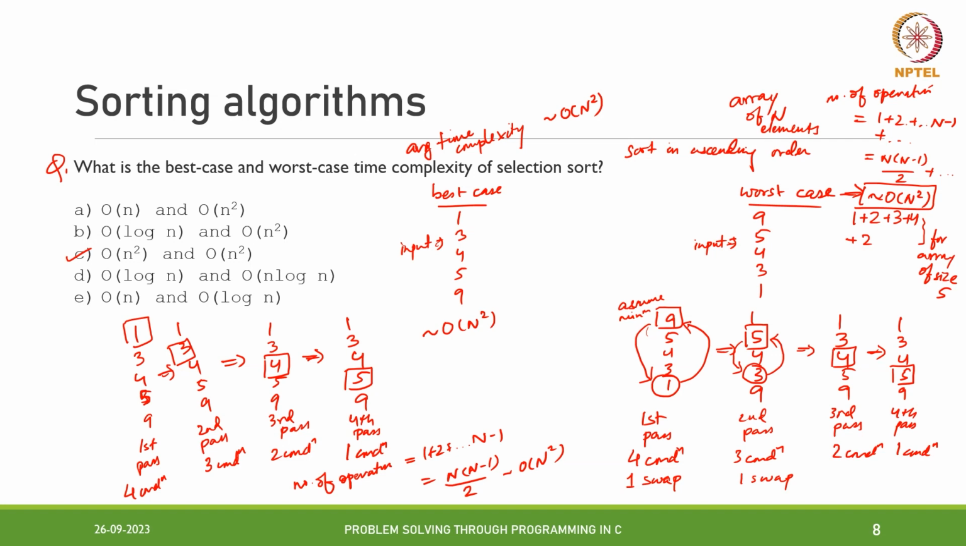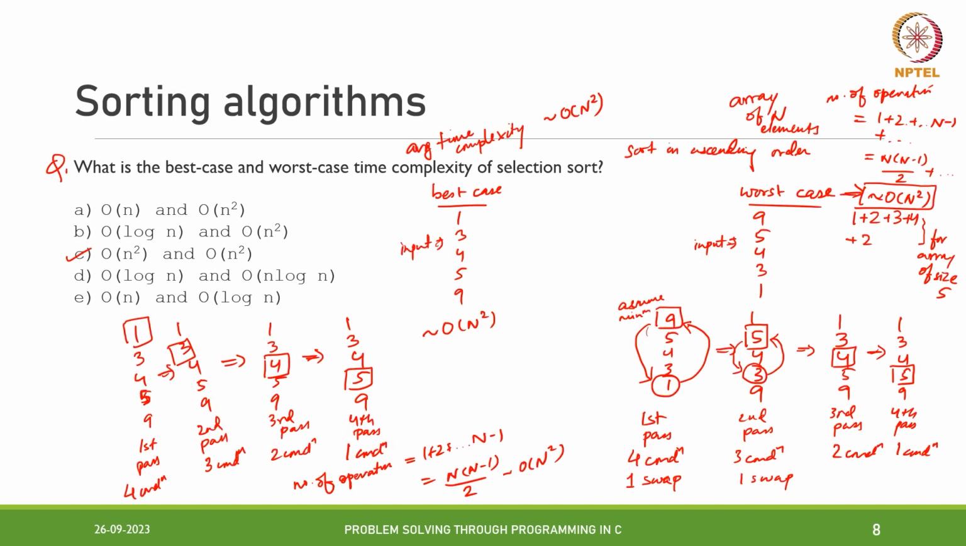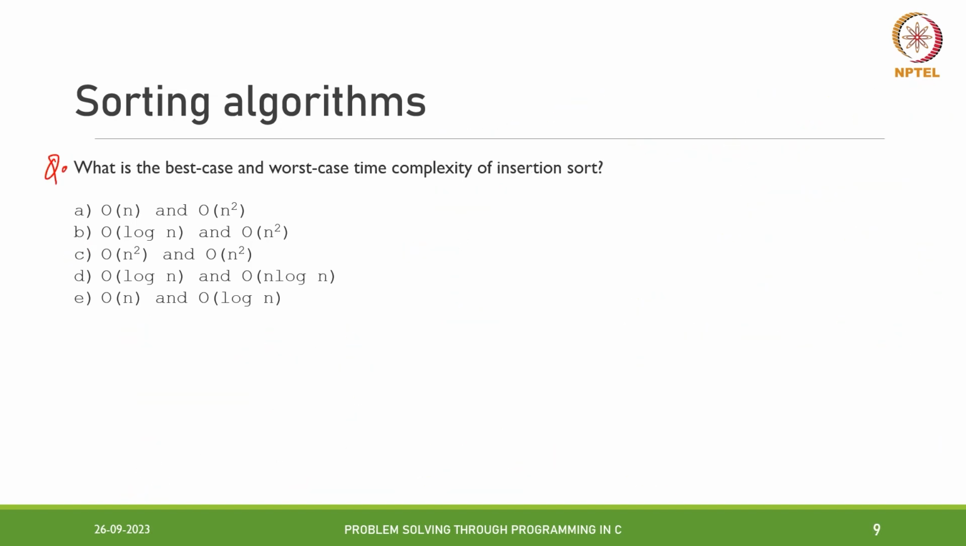Alright, so now we look at insertion sort. So what happens in insertion sort? We have already tried out a few examples from insertion sort, so it should be a bit easy. So again, let me write down the same case for both, and we'll see how it is different.